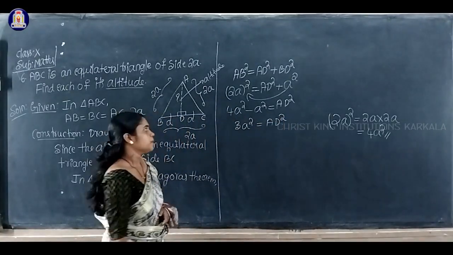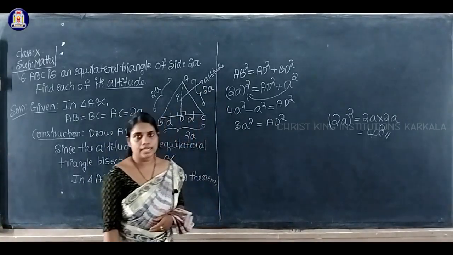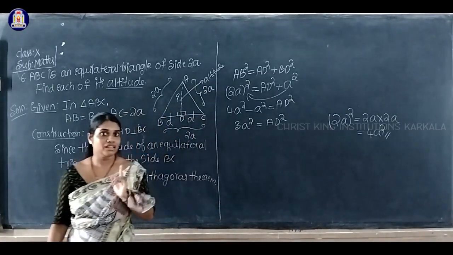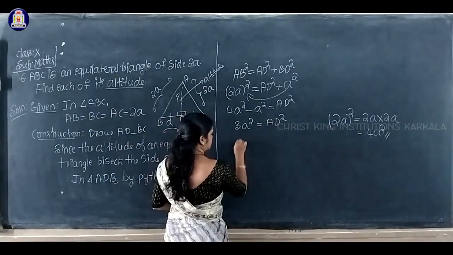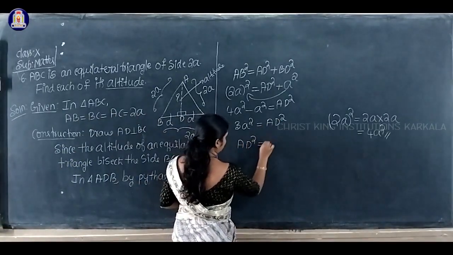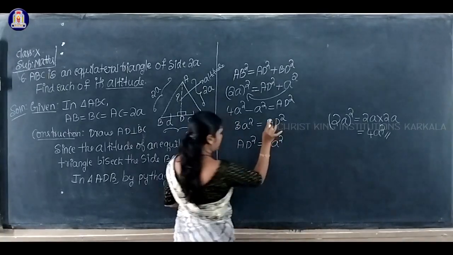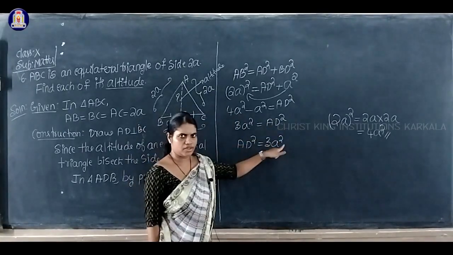Okay, but I want the value of AD. My question is to find the length of AD, isn't it? So therefore can I write it like this? AD square equal to 3a square. Okay, AD square equal to 3a square. Just I have written like this.